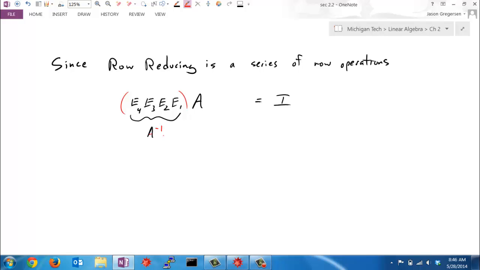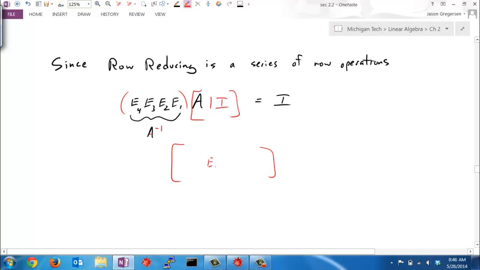Now, what are we doing when we do that augmented thing? That augmented process is just taking A and then identity like this. But when we do that multiplication of matrices, it's the same thing as saying, well, E1A and E1I. I mean, we can really just think of that as multiplying each of those vectors inside of that matrix by that other matrix. And so this process is really the same as this.